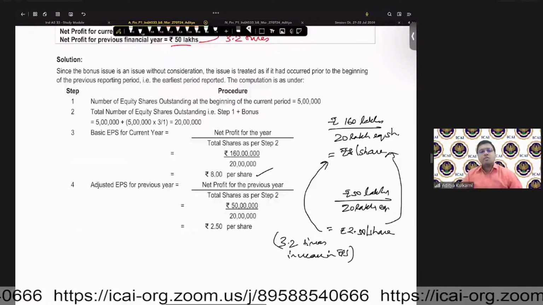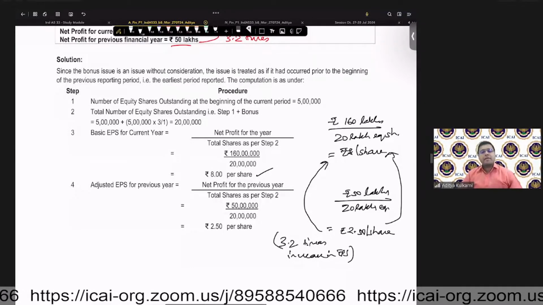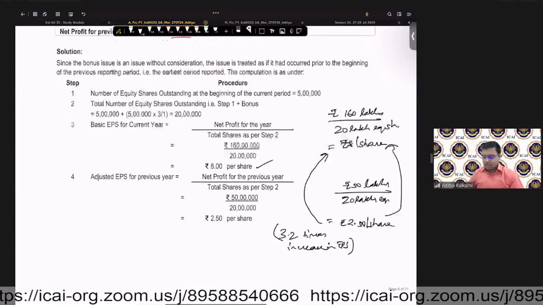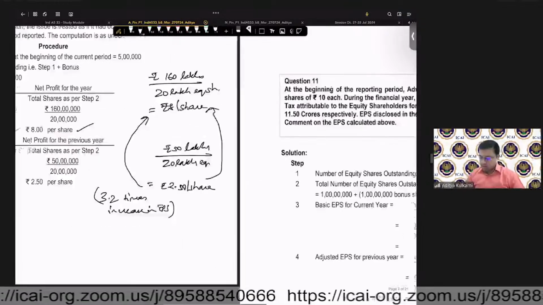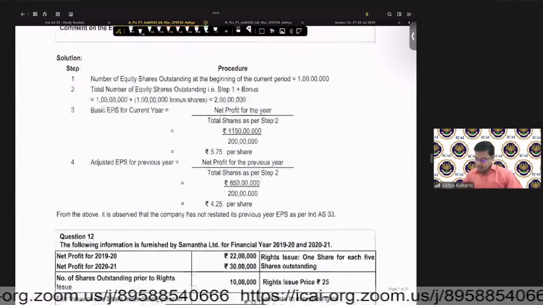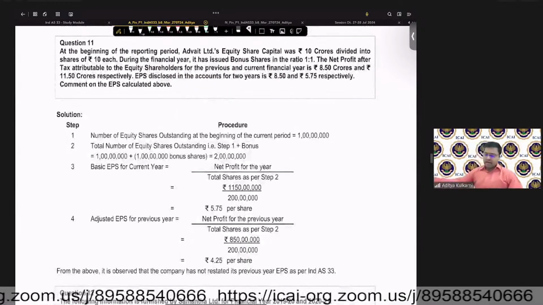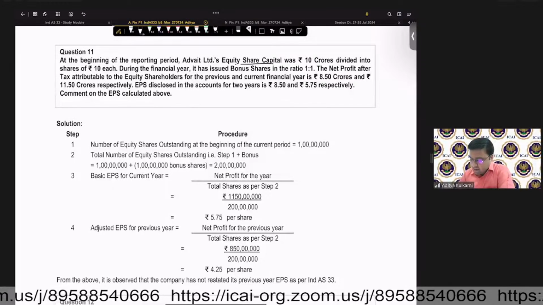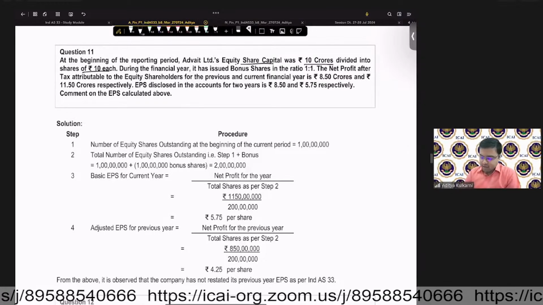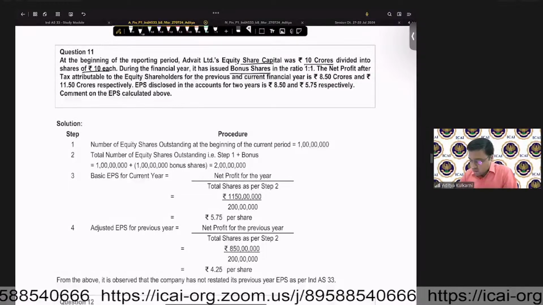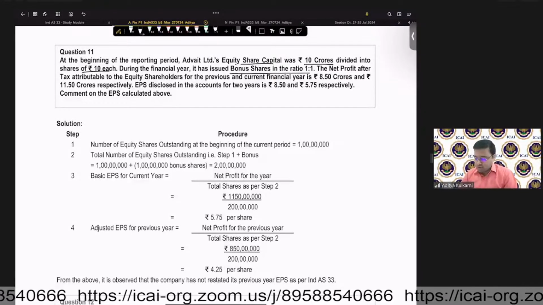So this is the reason why we are doing a retrospective restatement also in my figures. So that is the situation for bonus. Coming next, we have a similar question. At the beginning of the reporting period, Advait Limited's equity capital was 10 crores divided into shares of 10 each. During the financial year, it has issued bonus shares in the ratio of 1:1.